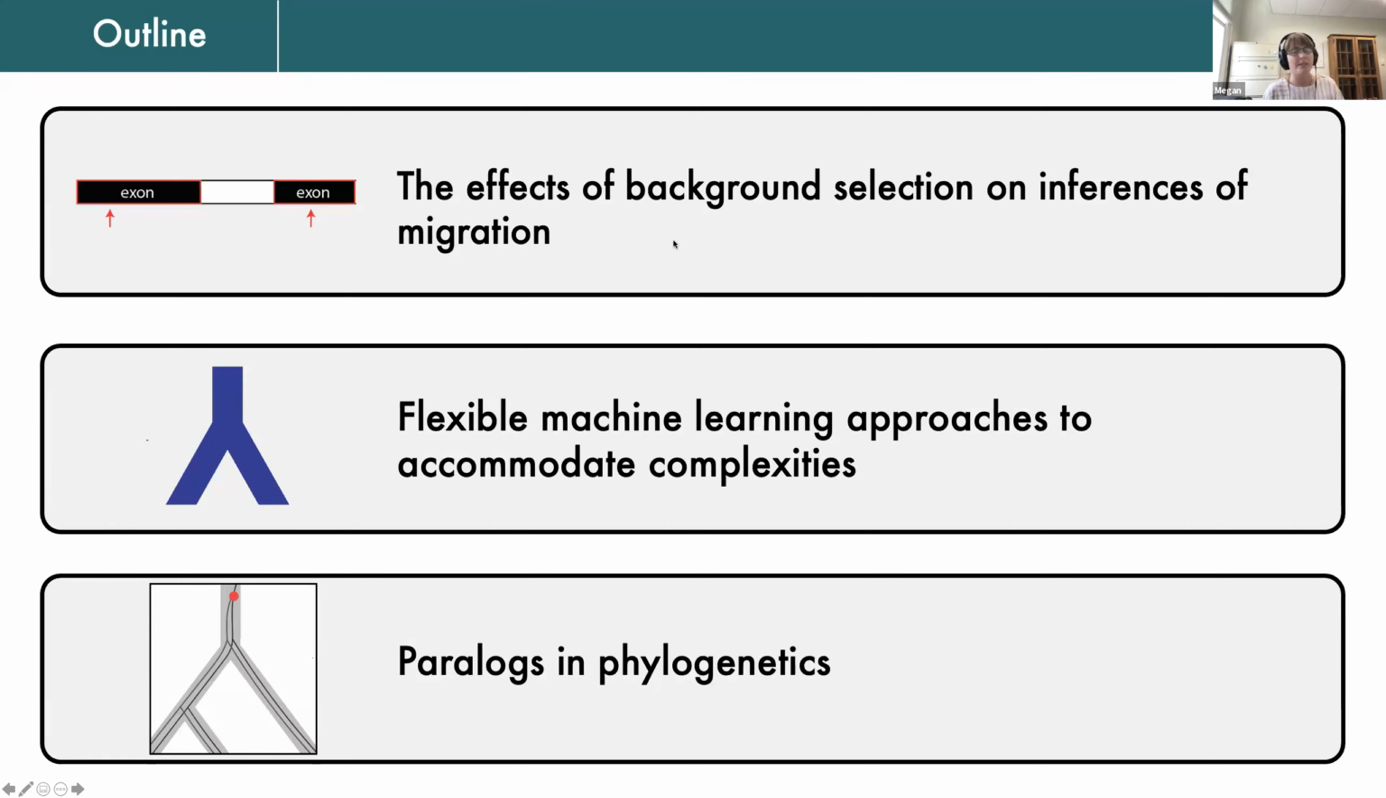And so today I started by talking about the models that we use in inference and how when those models are misspecified relative to our empirical data, that can mislead our inferences. I showed you that when we ignore selection, we can infer migration even when it's not really present. I then talked about some machine learning approaches that I think have some promise for making accurate inference, even when we aren't able to accurately specify our models. And finally, I talked a little bit about the data that we use in phylogenetics and how we actually can use data sets that include paralogs to make accurate inferences.